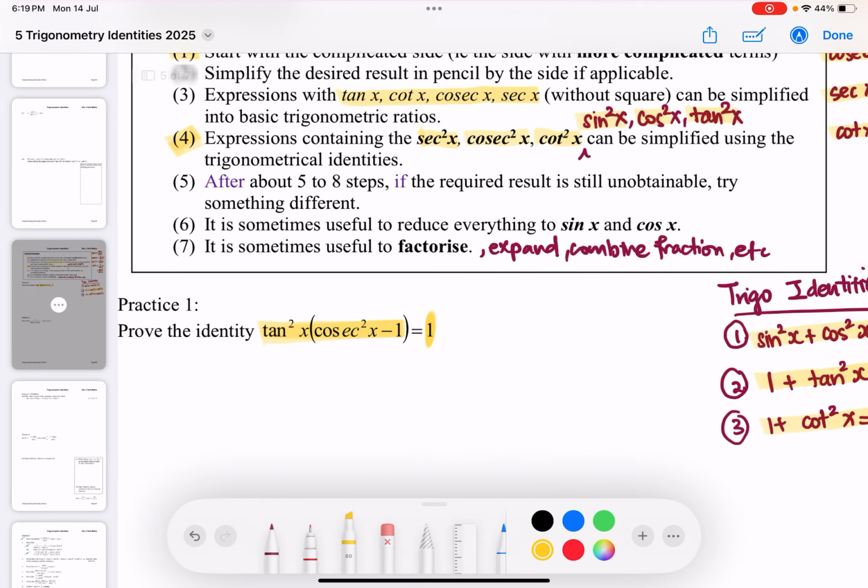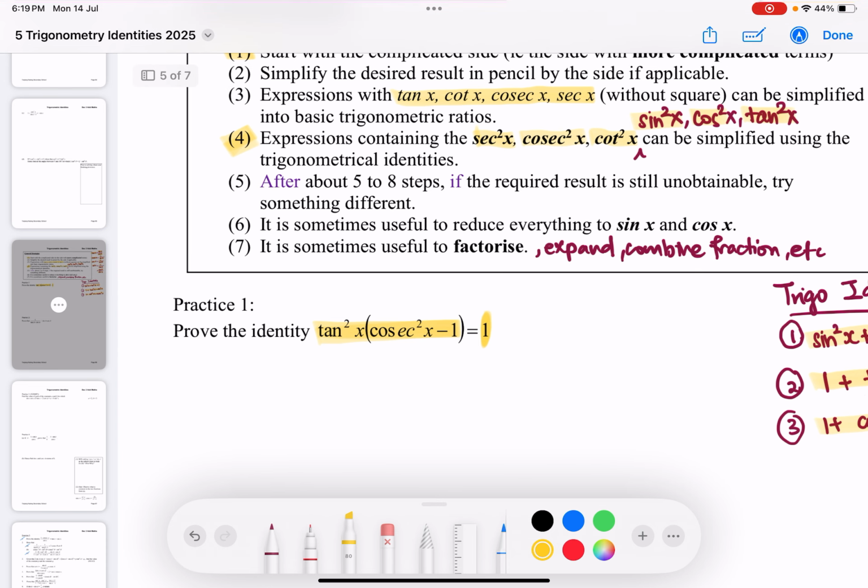After trying this, if you are still not able to make any progress, then you might need to change your strategy a little. When proving identities, sometimes the very first thing that you try may not work, so you may need to attempt it 1 or 2 more times.